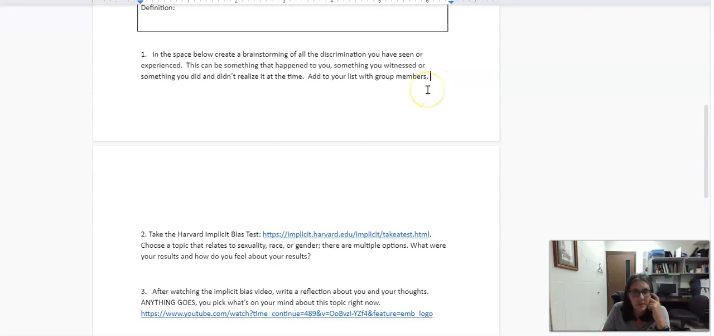It could be someone maybe following you around because they think that you're going to steal something, based on discrimination for race. It could be all kinds of things. There's all kinds of terrible things that I think happen to a lot of people. And it can be to you, or it could be something you've seen or heard about or witnessed. So create a little list for that.